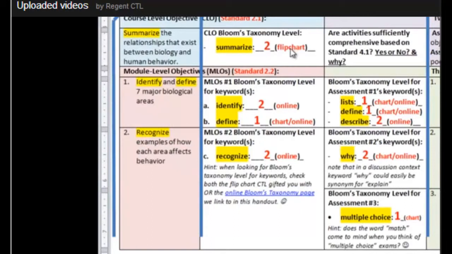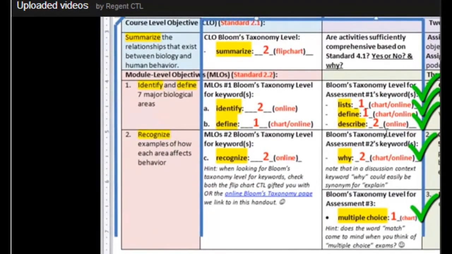And in parentheses I've put in here where I found this information. For summarize, the flip chart lists that word under level 2 of Bloom's. For identify, the online Bloom's taxonomy lists it at number 2. Both the flip chart that you have and the online webpage list define as a level 1, and so on. Then I did the same thing for the activities, reading the students have to do, and the assessments that you're going to give them. I just took the keywords, gave them the right level of Bloom's, looking at both the flip chart and the online website.